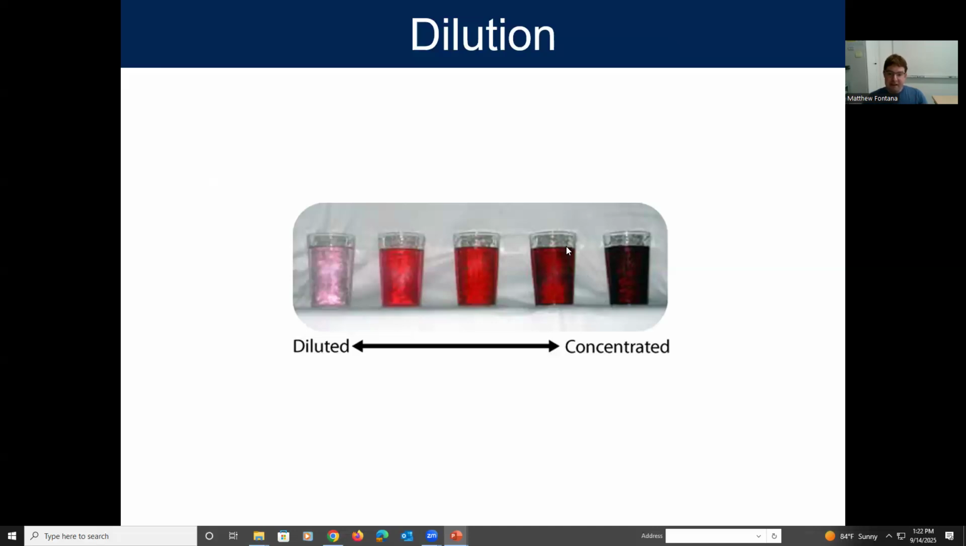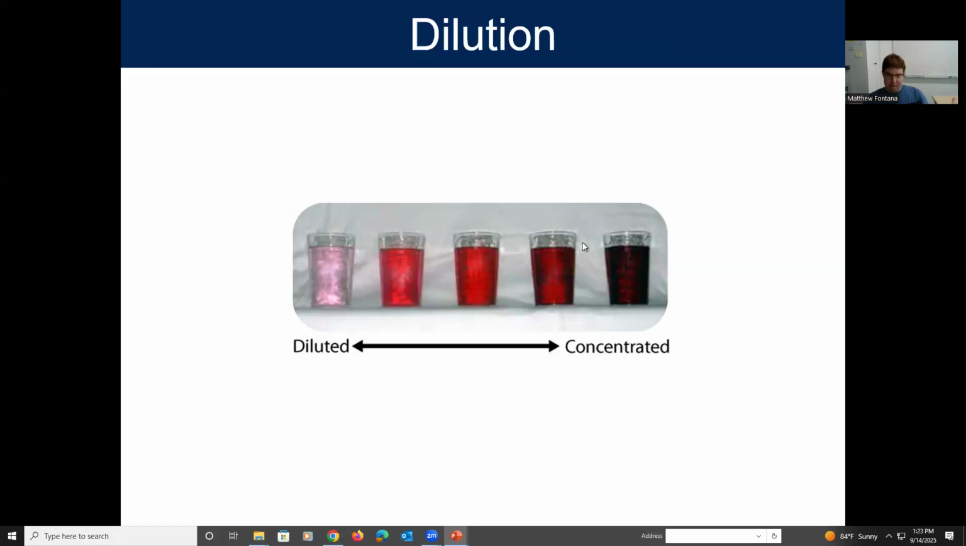Then, if you take 10 milliliters of this one, dump it into an empty glass, and add 90 milliliters of water, mix it up, then you get this solution. And then, if you take 10 milliliters of this solution, dump it into an empty container, dump in 90 milliliters of water, now you have this solution. And then lastly, if you take 10 milliliters of this solution, dump it into an empty glass, pour in 90 milliliters of water, get 100 milliliters in total volume, you would have this solution.